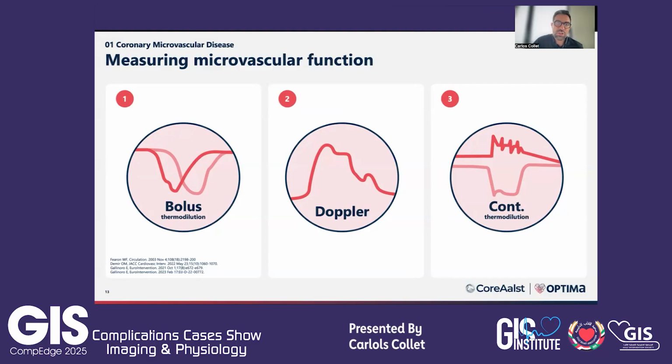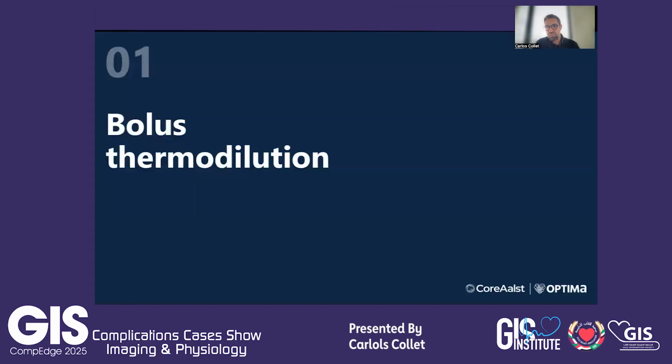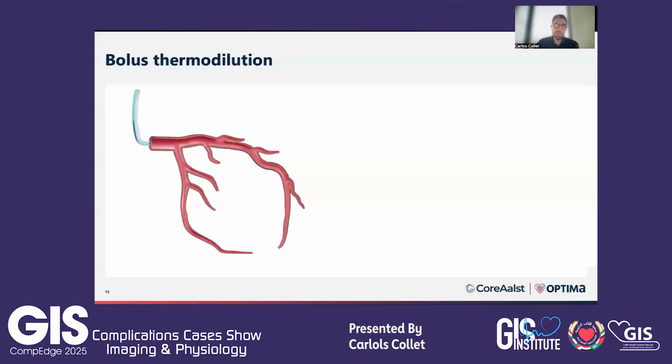I'm going to focus the presentation on bolus thermodilution because it's the more widely available and the one that I think is already being performed in the Middle East. How does this work? Well, the principles are basically the same principles that we use for thermodilution in general when we do, for example, a Swan-Ganz measurement. But in this case, we're going to do it in the coronary.